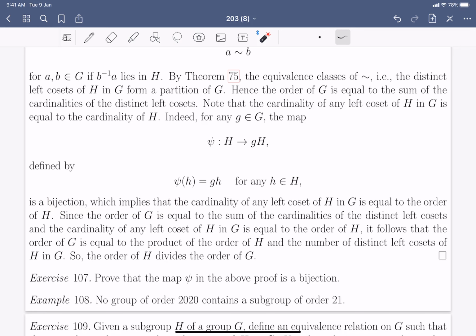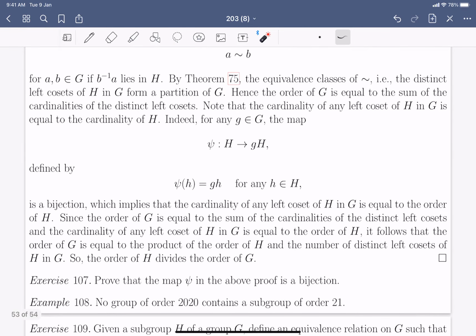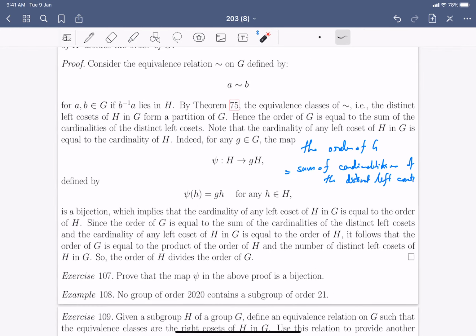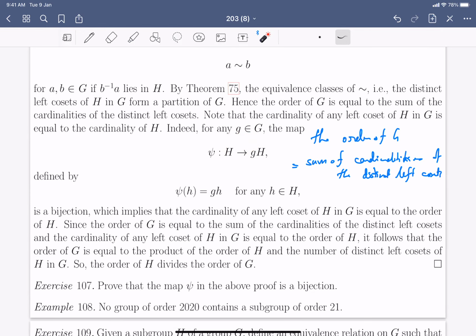Okay, and then as I have just been explaining, from that it follows that I can write the order of G is equal to the sum of cardinalities of the distinct left cosets. Whatever left coset one may have in mind, its cardinality is the same as the cardinality of H, right? As you have just stated, its cardinality is the same as the cardinality of H.